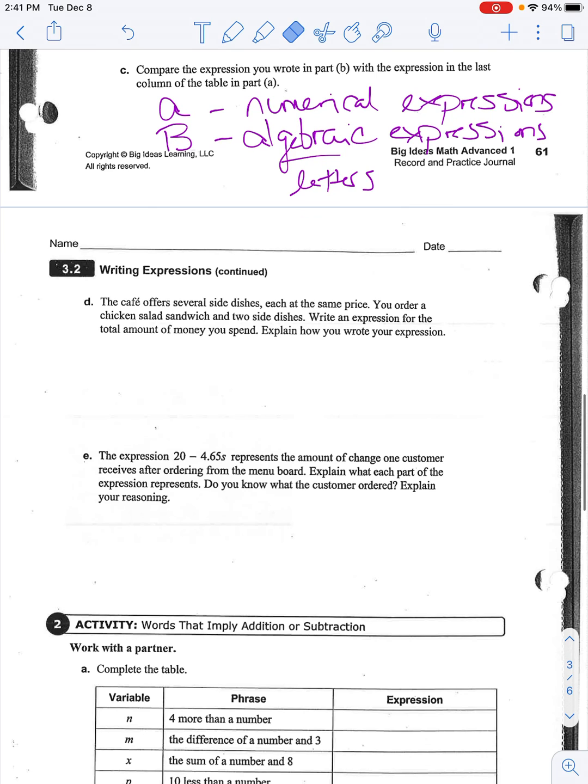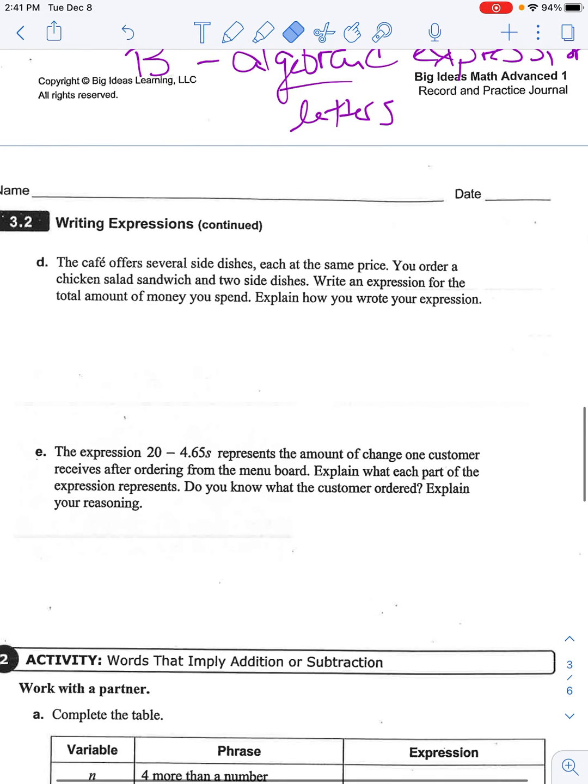Okay, next section. The cafe offers several side dishes, each at the same price. So sides for these sandwiches. You order a chicken salad sandwich and 2 sides. Write an expression for the total amount of money you spend. Explain how you wrote your expression.